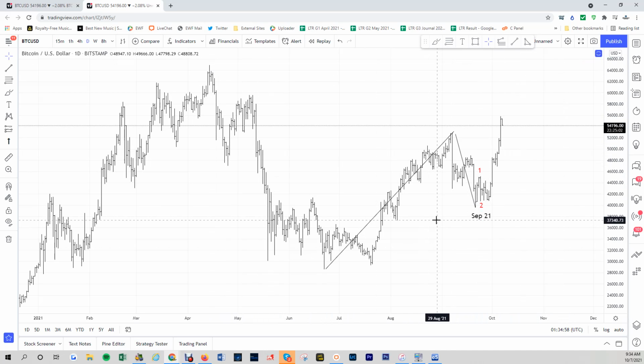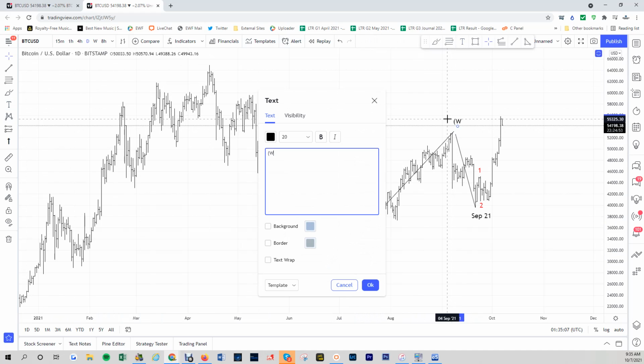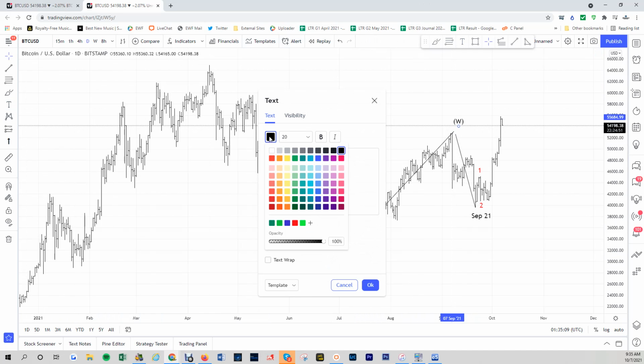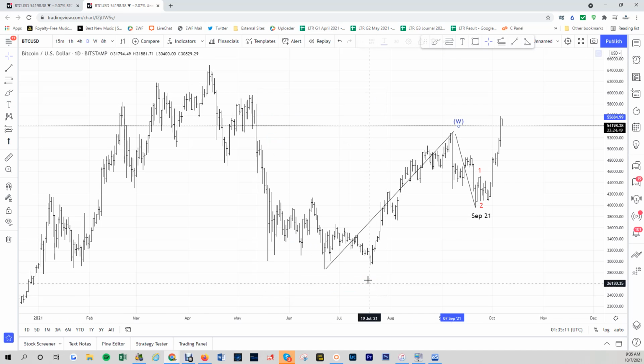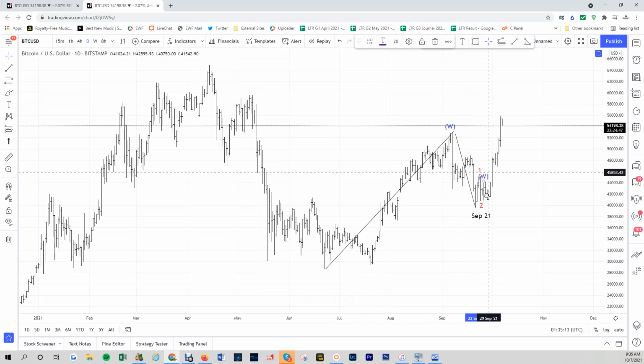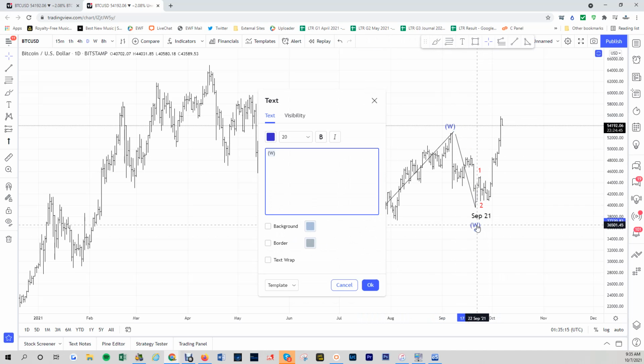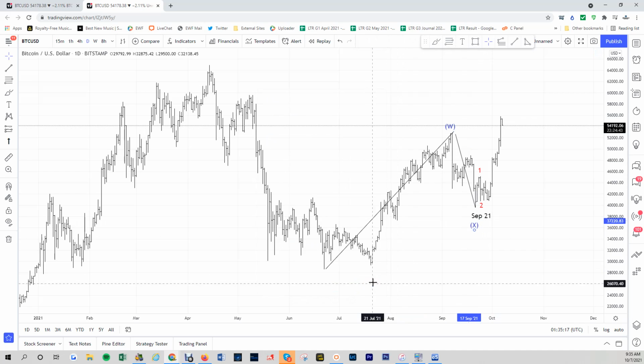Or the second possibility is I can label this as a corrective structure if you are not bullish in Bitcoin, and then let's say you are labeling this as a W, and then this is your X. And so if that's the case, then what we are doing is a Y leg, in which this is probably going to be ending A of Y, and then you got B of Y, C of Y, maybe retest the peak, and then that's going to be WXY, and then turns lower again.